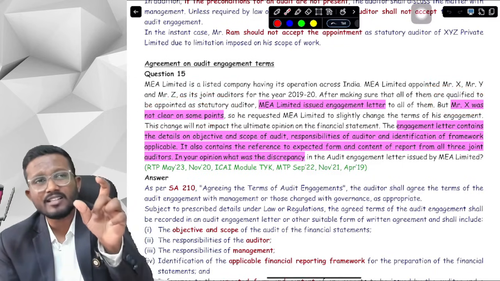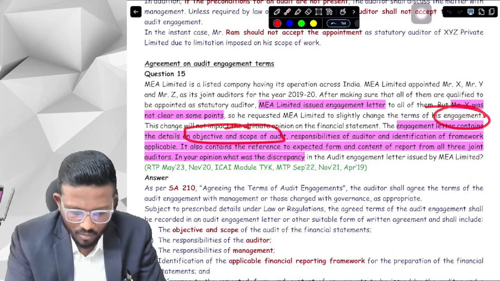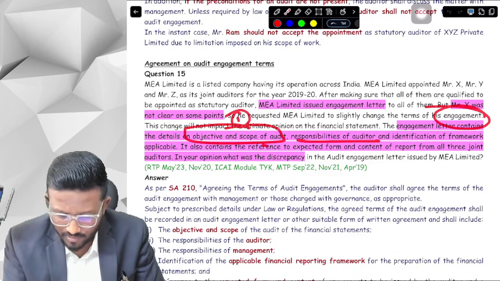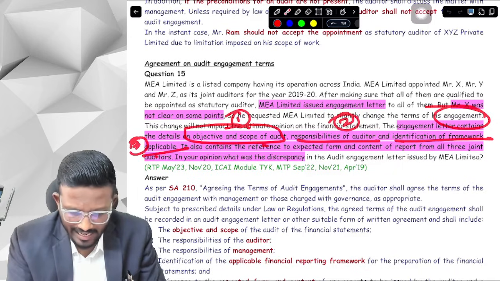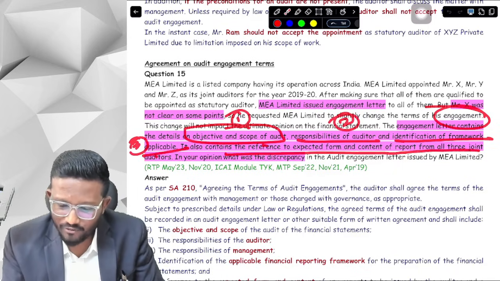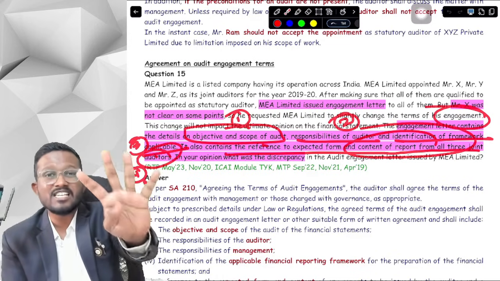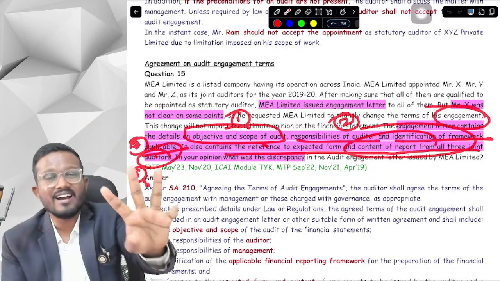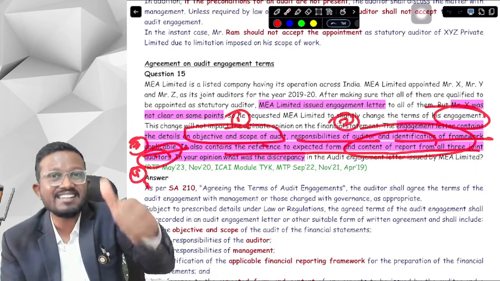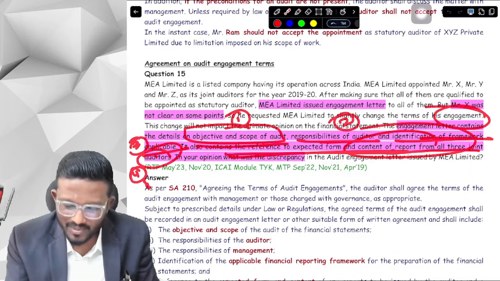Now what are the inclusions in the engagement letter? The engagement letter contains the details of objective and scope. One thing is done. Second, the responsibilities of the auditor. Second, identification of the framework applicable. Third, it also contains the reference to the expected form and content of the report from all the three joint auditors. Fourth, so basically it contains 4 things, but there are 5 things in the audit engagement letter. The 5th missing thing here is management's responsibility. There is nowhere any mention of management's responsibility.